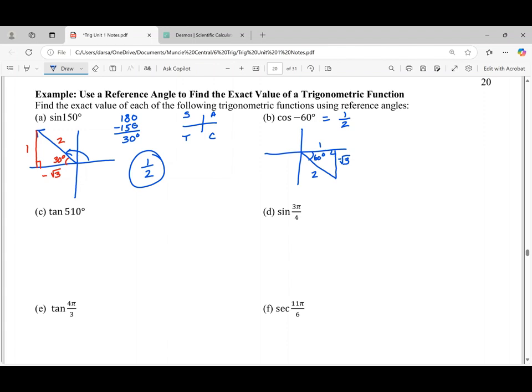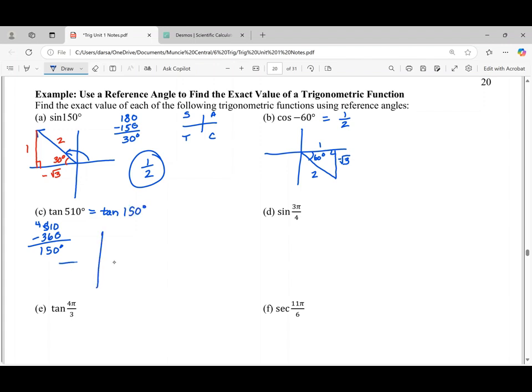Let's try 510 degrees. Now, immediately you should see, 510 degrees, that's bigger than 360. So the first thing we need to do is find a coterminal angle. So 510 minus 360, that is 150 degrees. So the tangent of 510 will be like taking the tangent of 150 degrees. And that is the angle we need to draw.